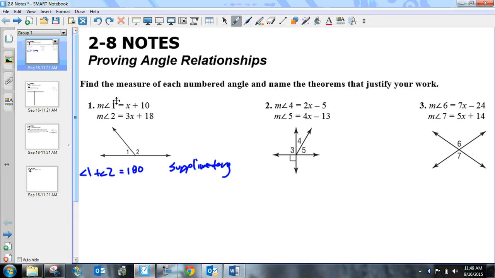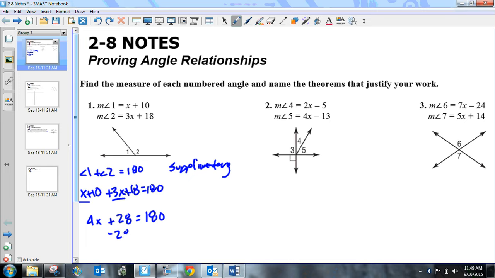Now I'm going to substitute x plus 10 in for angle 1, and I'm going to substitute 3x plus 18 in for angle 2, and that's equal to 180. I'm going to combine my like terms here, and I get 4x plus 10 plus 18, which is 28, is equal to 180. Then I'm going to solve for x.